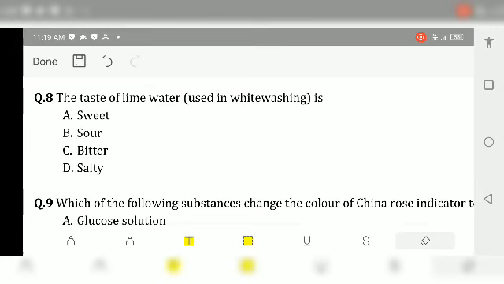The taste of lime water used in whitewashing is. The correct option is option C. Lime water contains calcium hydroxide, which is a base. Bases are bitter in taste. Correct option is option C.